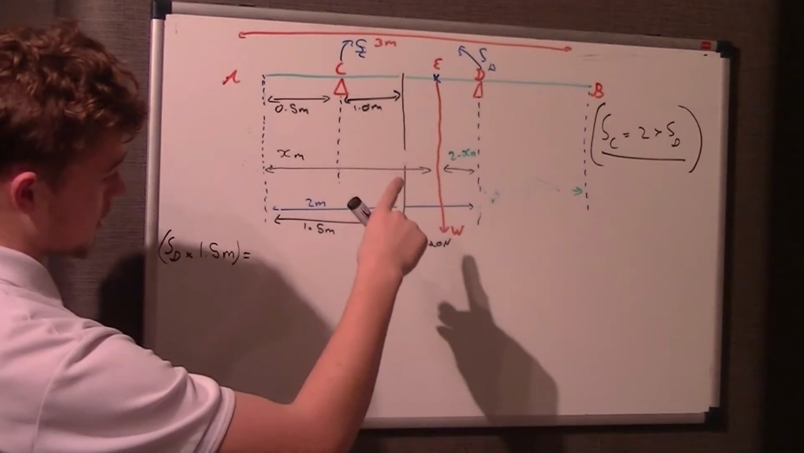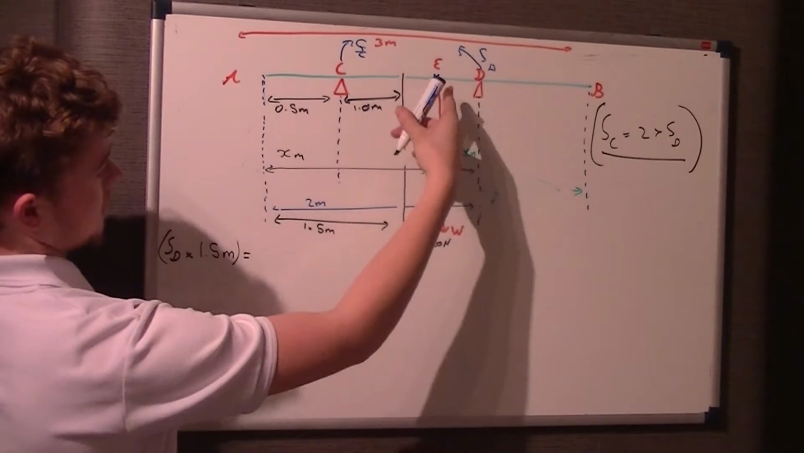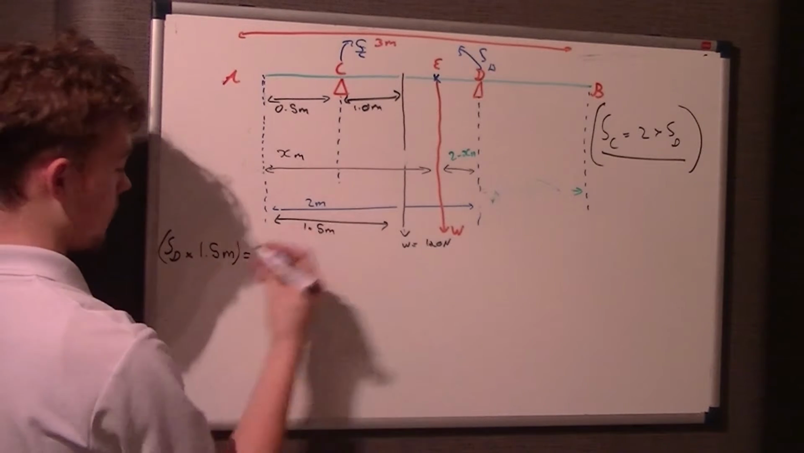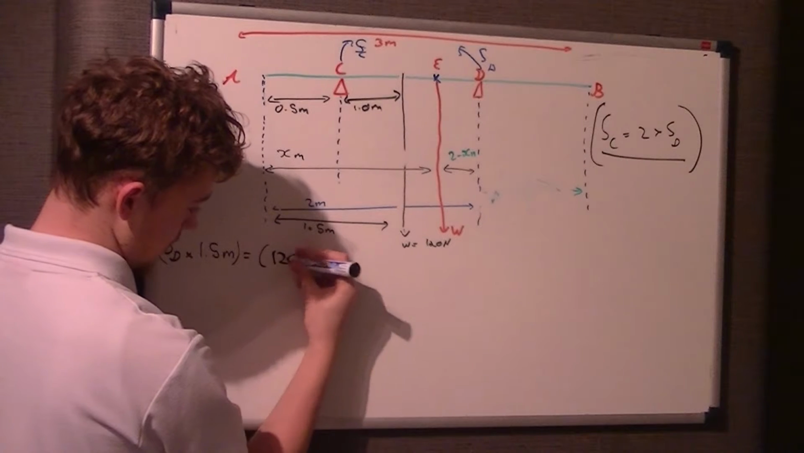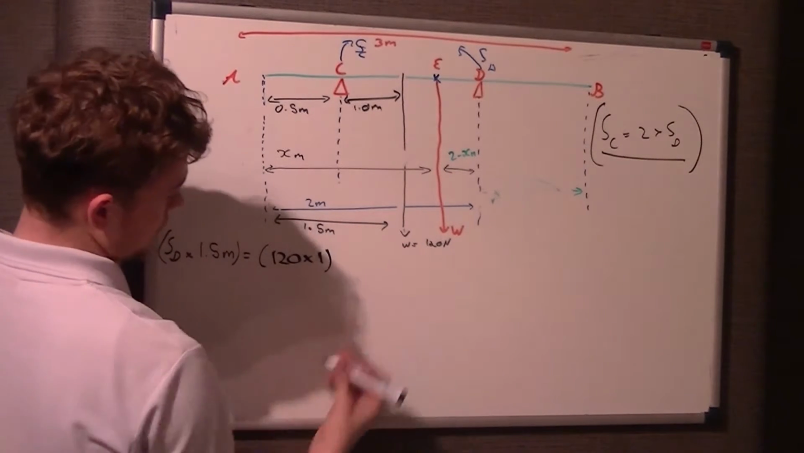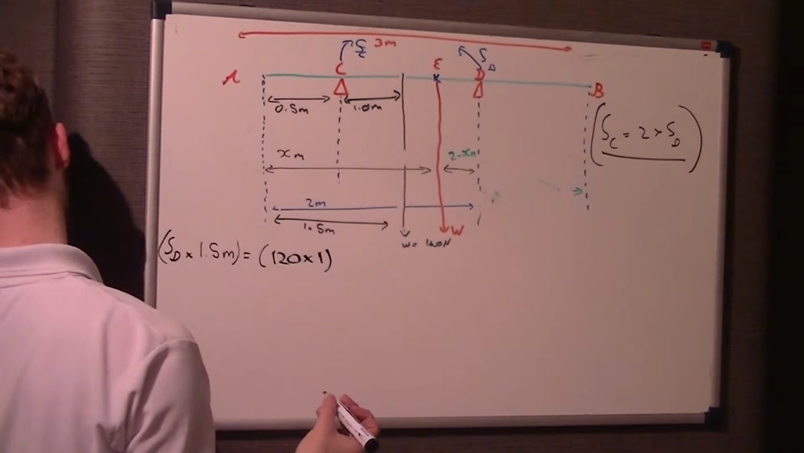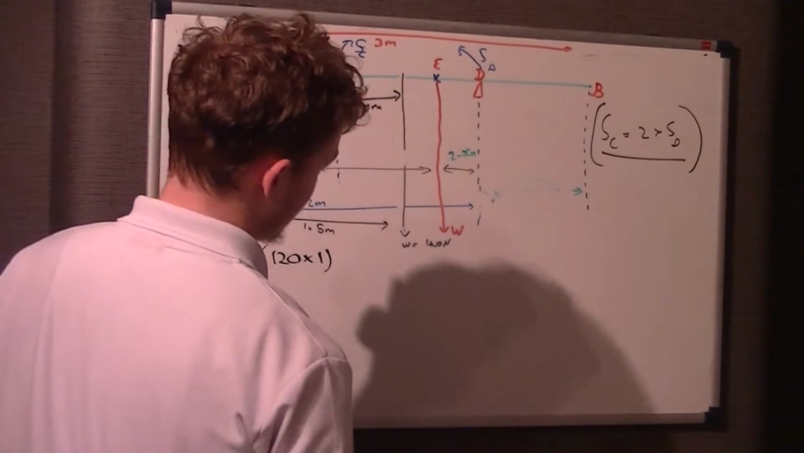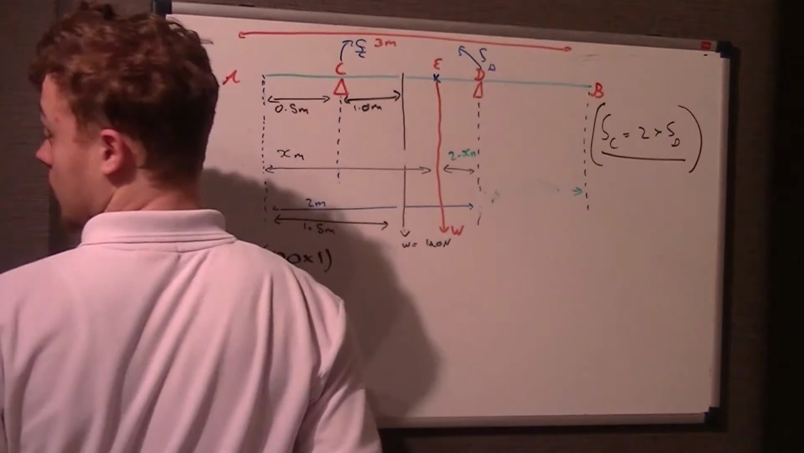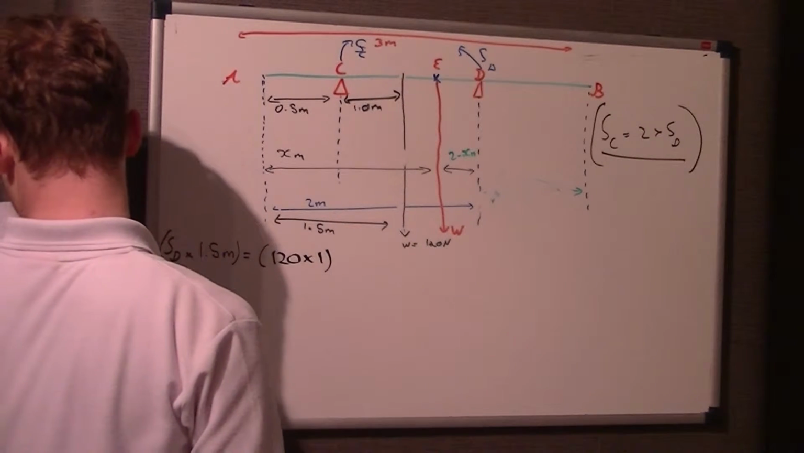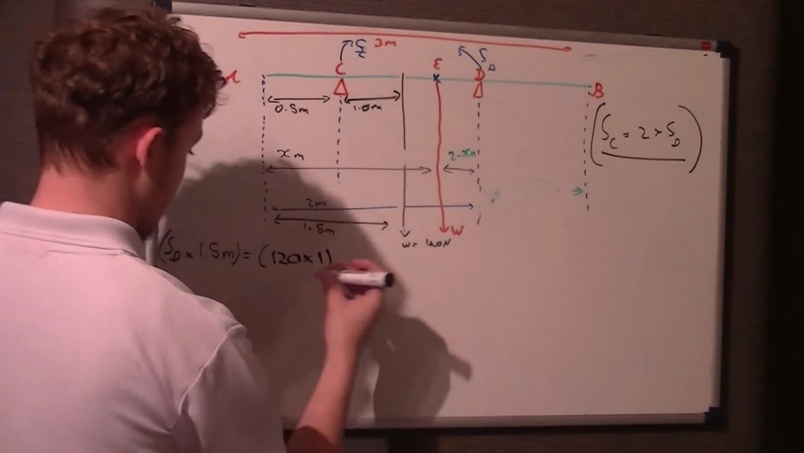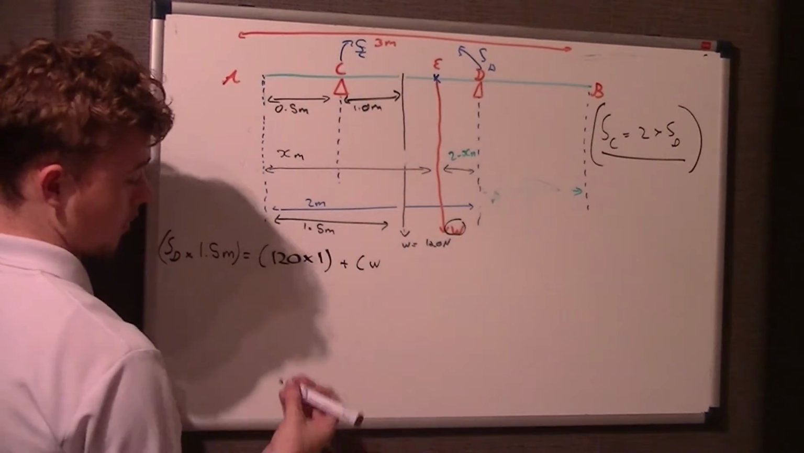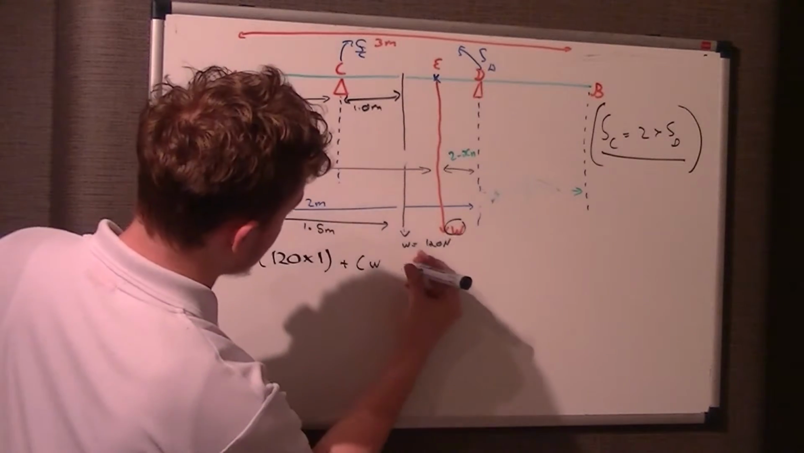So we are at SD, so to the other one it's 120 newtons times 1 metre. So it's equal to 120 newtons times 1. Now, obviously, you know that's 120 newton metres. And then that is plus W, because this is this unknown weight here, W, times X.